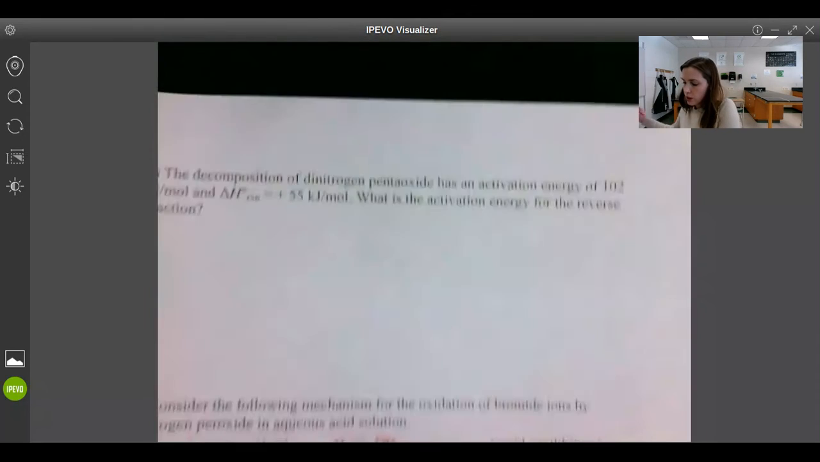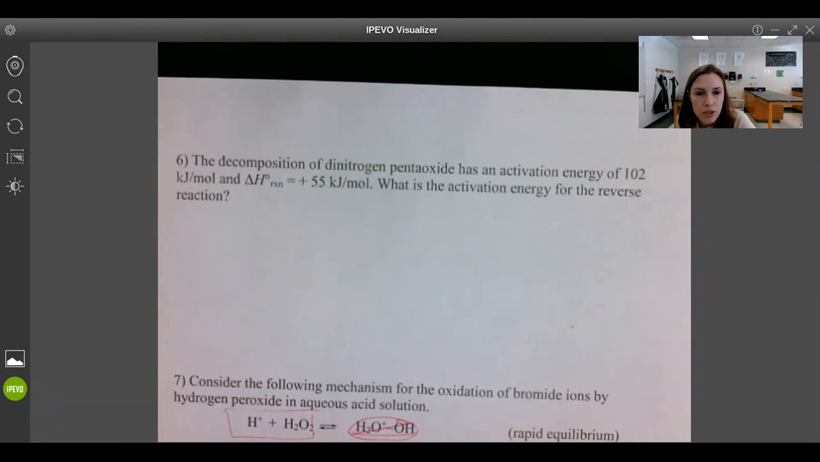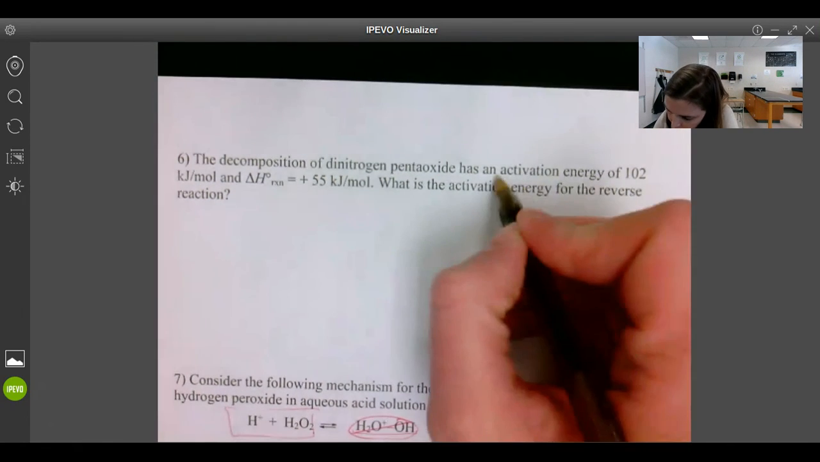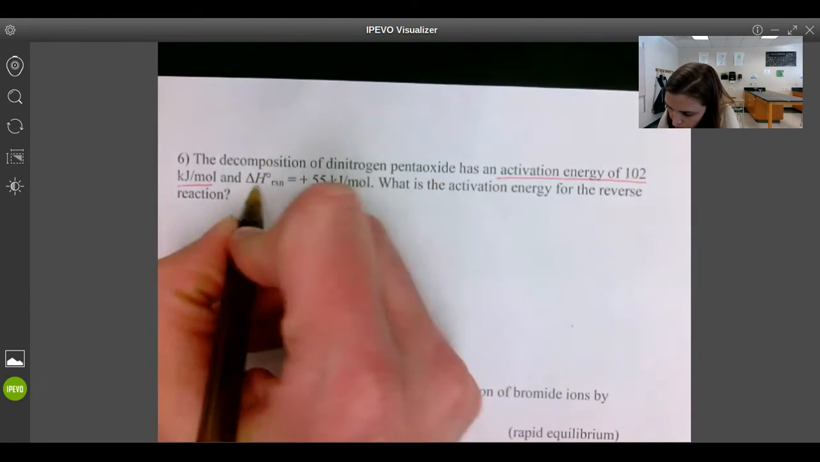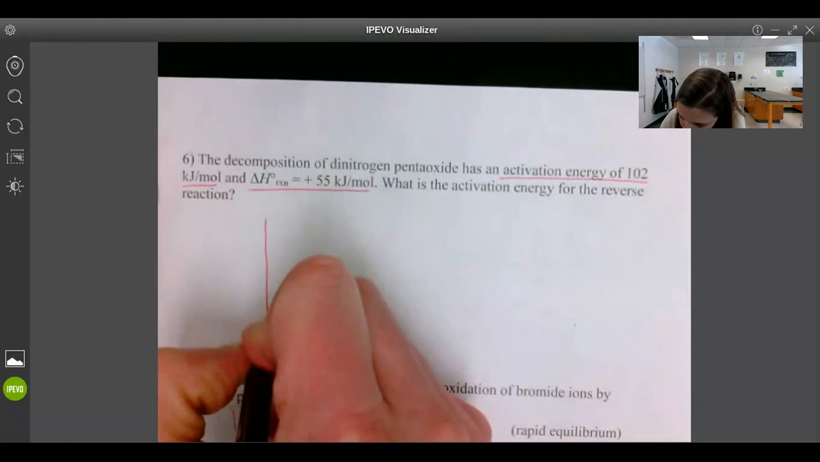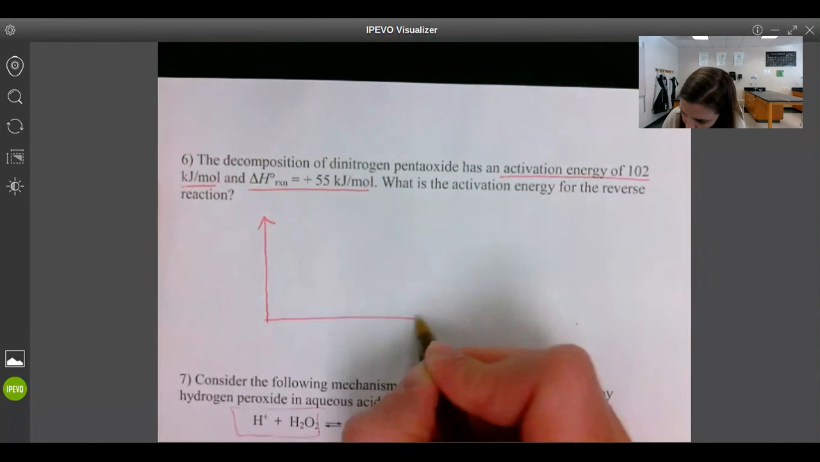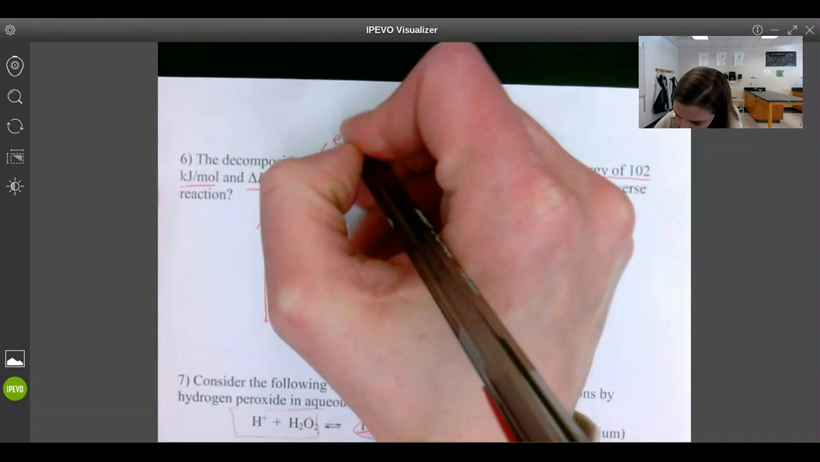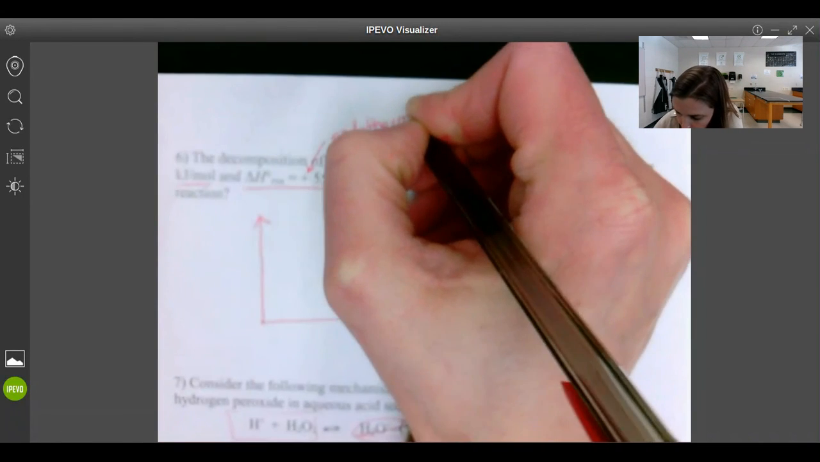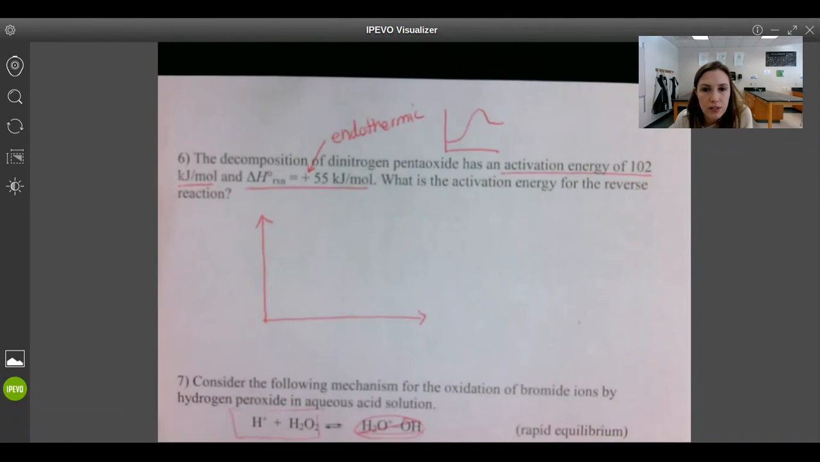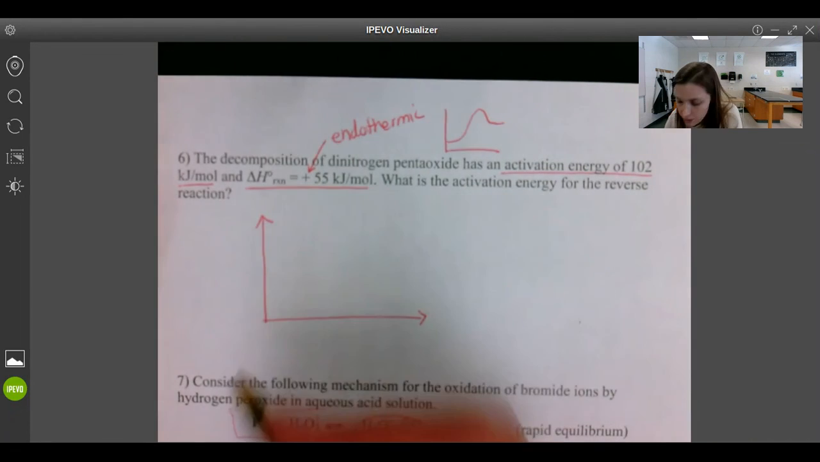And then the last one I have is just a quick little potential energy diagram in case you had trouble with the example in the bell ringer. So this is talking about, it has an activation energy of 102 kilojoules per mole. It gives us our delta H and it wants to know the activation energy for the reverse reaction. So I'm just going to sketch out the information that I know. One little thing is I can tell from this positive that this is endothermic. So what that means is my products have to have more energy than my reactants.